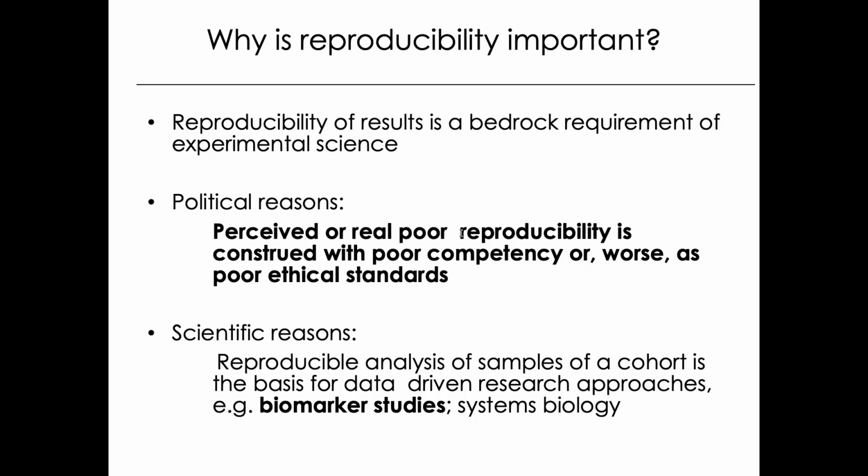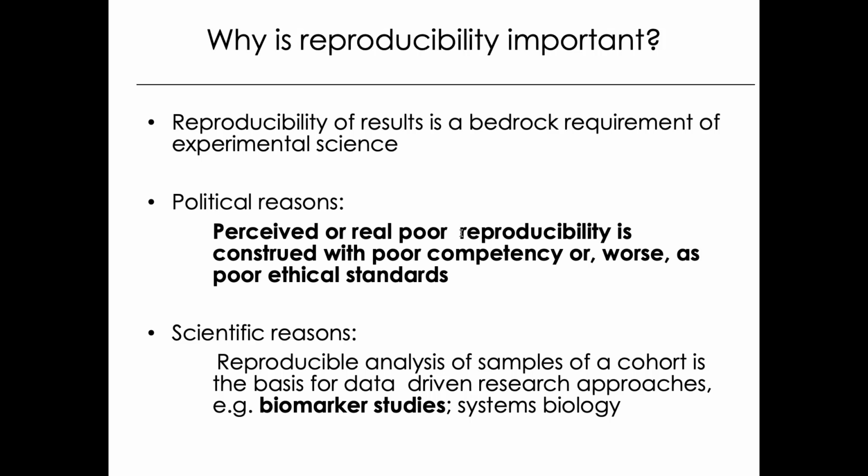So to summarize, why is reproducibility important? Because reproducibility of results is a bedrock requirement of experimental science. This is what you expect. If you understand the system and you do something with that system, you should get the same results twice or many times, whether you do it in Boston or in Melbourne or in Zurich, it should be the same answer. If it's not, there's something which we don't understand.